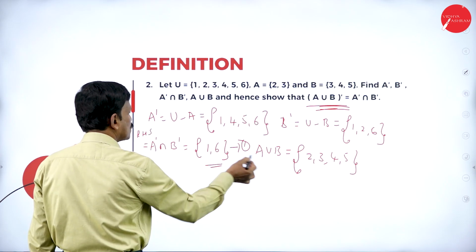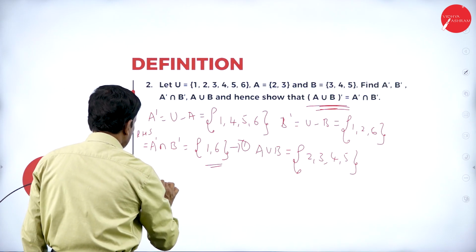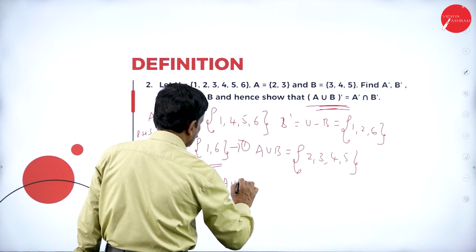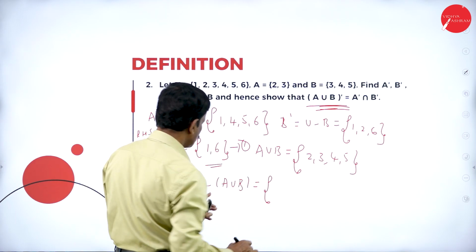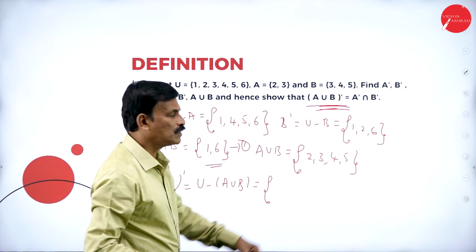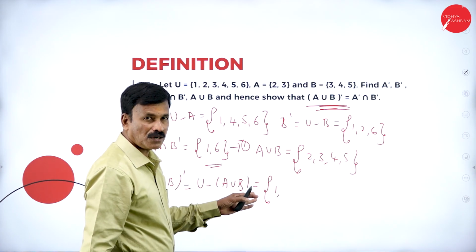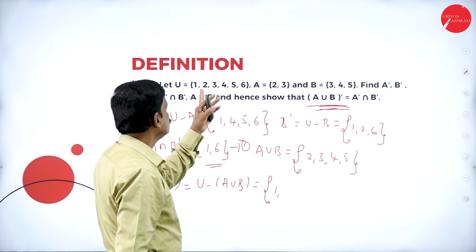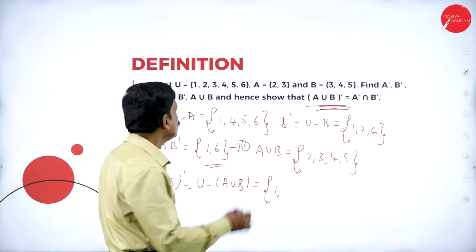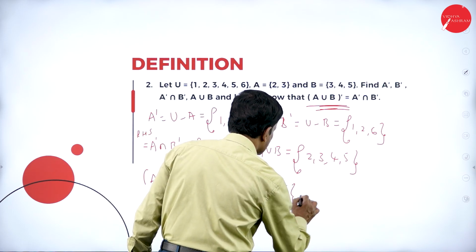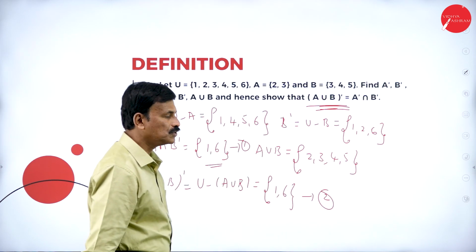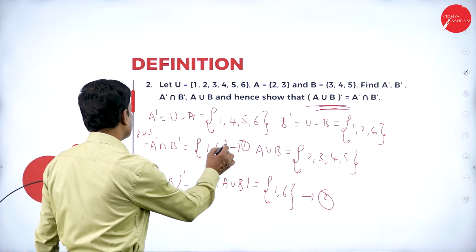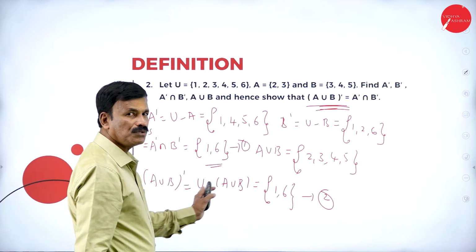Now, find out LHS. Already we got A union B. (A union B) whole dash can be written as U minus A union B. So, all the elements which are in U but not in A union B. So, in U we have 1, whereas 2, 3, 4, 5 is already in A union B, so 2, 3, 4, 5 we can leave. And the extra element is 6. So, let us represent this as equation number 2. So, A dash intersection B dash, that is from equation number 1, is equal to (A union B) whole dash.